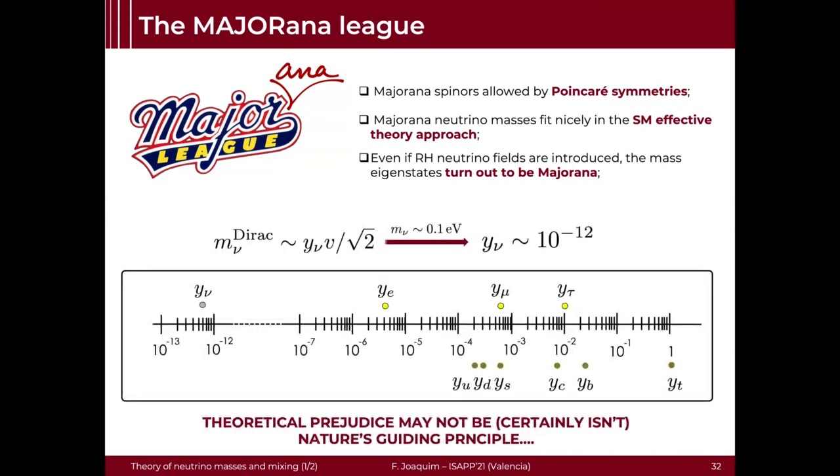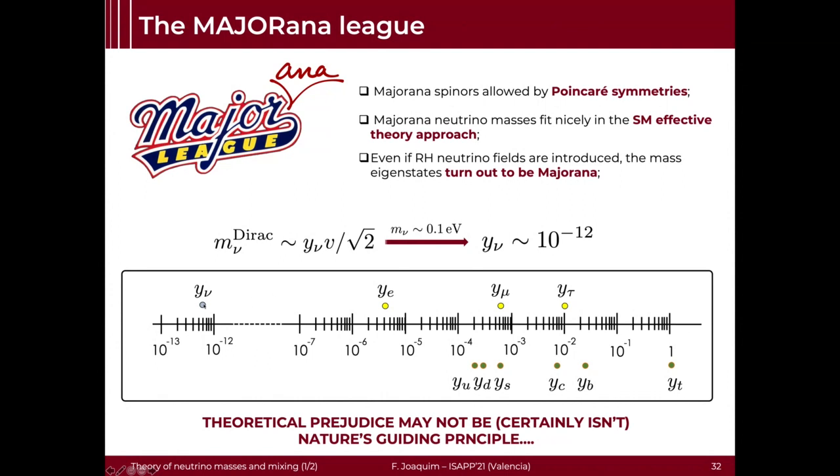So what about Dirac neutrinos? Why don't people like Dirac neutrinos? Well, the general argument is that if neutrinos are Dirac particles, and if they acquire their mass in the same way as the other elementary fermions, then you would need very, very small Yukawa couplings. So if you are interested in neutrino masses of the order of 0.1 electron volt, you would need Yukawa couplings of the order of 10 to the minus 12. And this is way too small and much, much smaller than what we are used to.